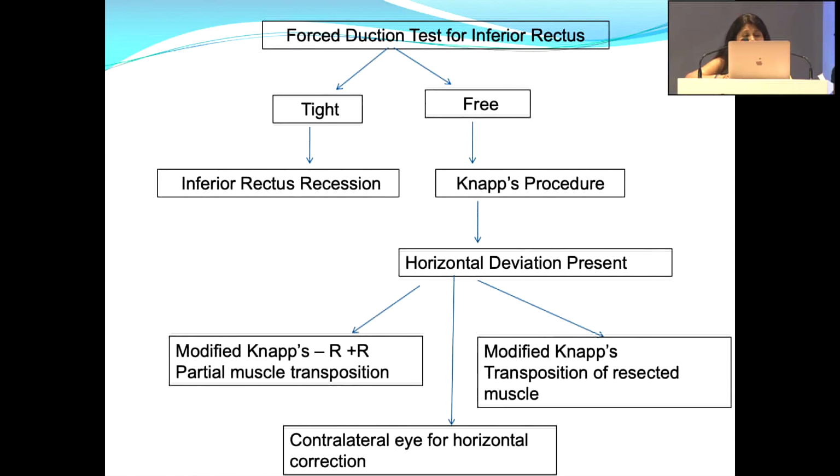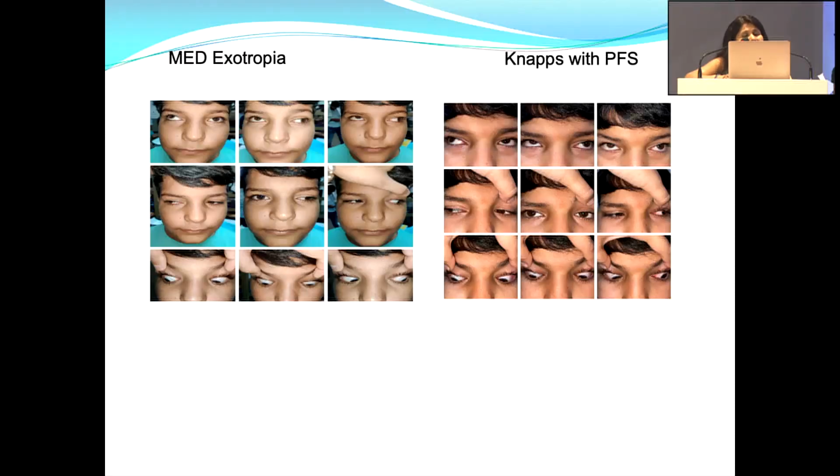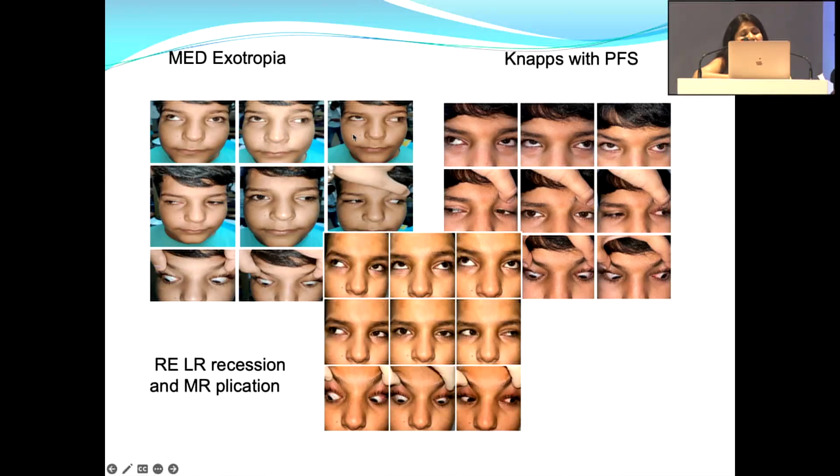We have also tried to do a modified NAPS where we did the transposition of the resected muscle without recessing the contralateral muscle. So as in this case, you can see that the patient has very large exotropia with MED, and because the exotropia was too large, it was difficult to correct it with the same eye. So we first did the NAPS with posterior fixation sutures, followed by the RNR procedure, recession plication procedure in the contralateral eye, and you can see that the patient has achieved good alignment postoperatively.